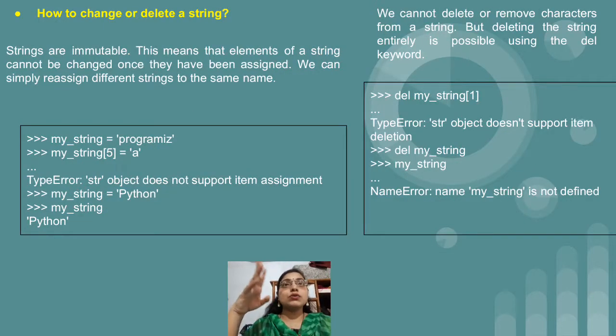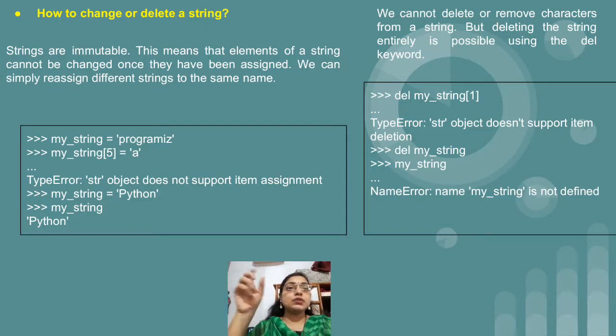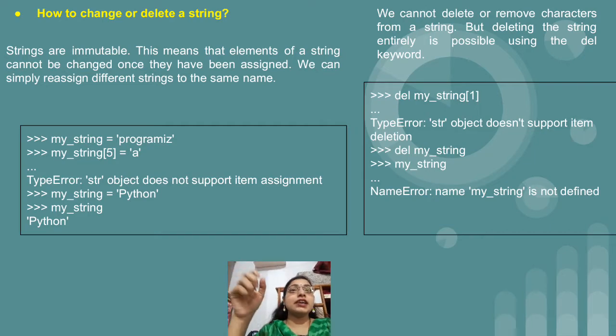Next topic is how to change or delete a string. Basically in this slide there is one important statement, that is strings are immutable. So on the basis of this you will be having one theory question, that is strings are immutable. So immutable means basically we cannot delete a specific character from the string. For the same, just see the example.